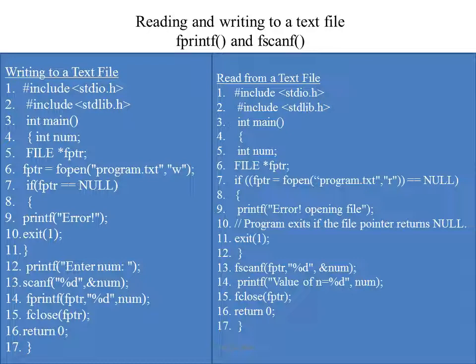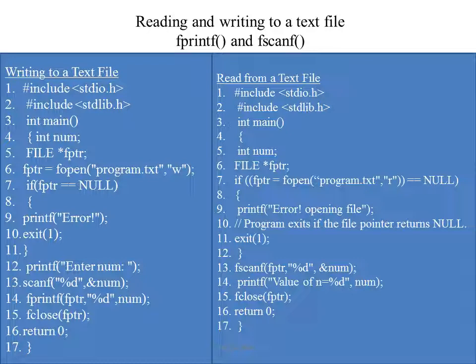On the left side of the screen we are writing a program to a text file. To write to a text file, we will be using fprintf, which means printf to a file. In line number 4 we are declaring one simple variable, int num. In line 5, FILE is a file type. We are declaring one pointer of that type, fptr, and that pointer will hold the address of the file which we will be opening in write mode.